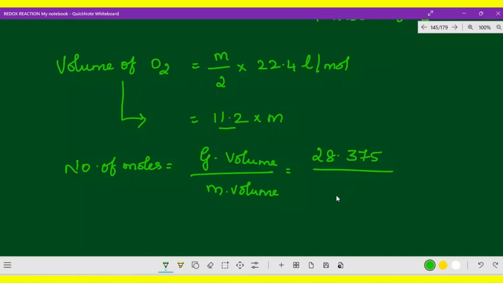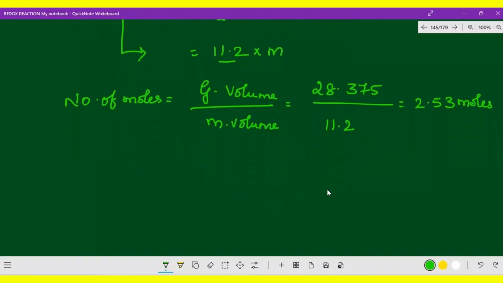It is 28.375 divided by molar volume. How much? It is 11.2. So you will get how much? It is 2.53 moles. Right. Now the number of moles we have identified.